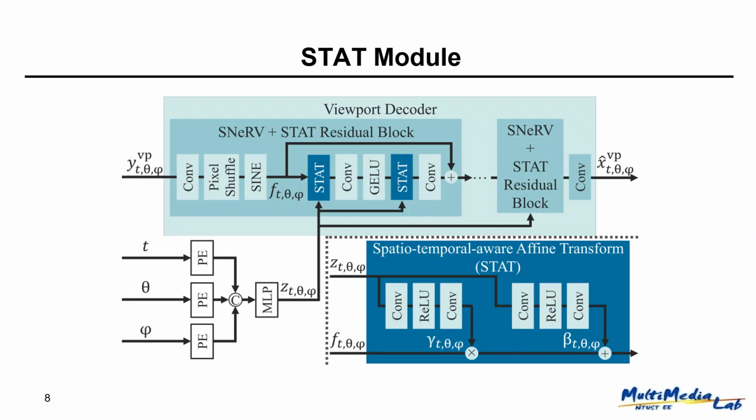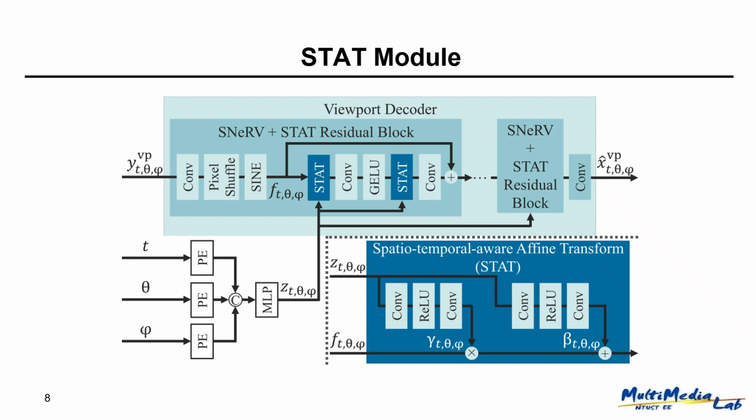Alright, let's move to the module. The upper part is the viewport decoder, which constructs low-dimensional features into high-quality pixels. The lower right is the STAT module, providing the control mechanism from viewport chains. The decoder stacks multiple SNeRV plus STAT residual blocks, takes the local feature YVP, gradually upscales the resolution, injects a spatial temporal condition, and outputs the final viewport image XVP.